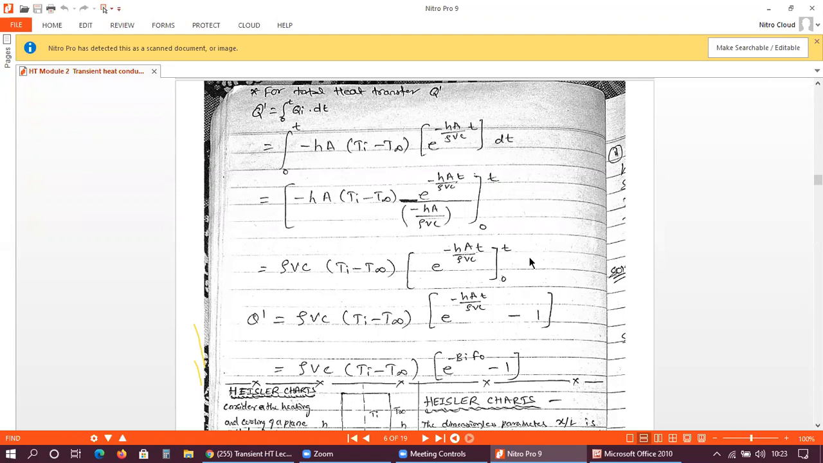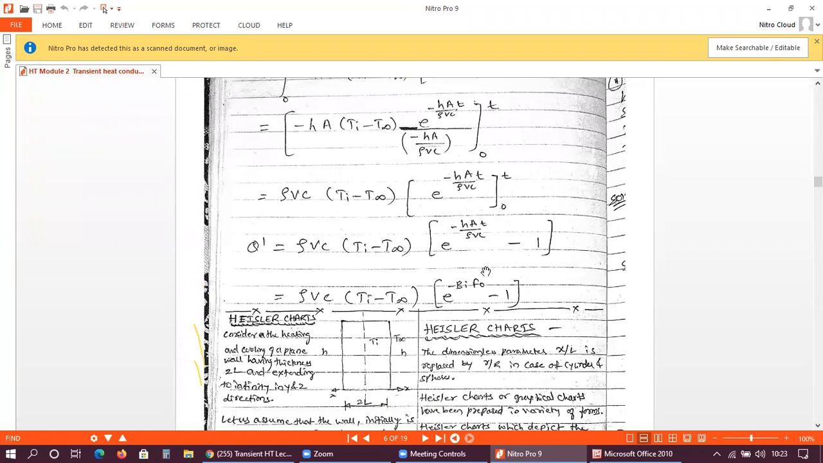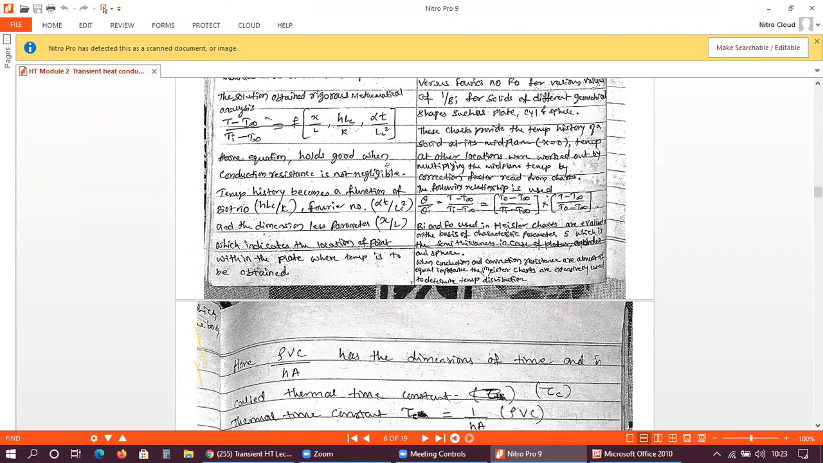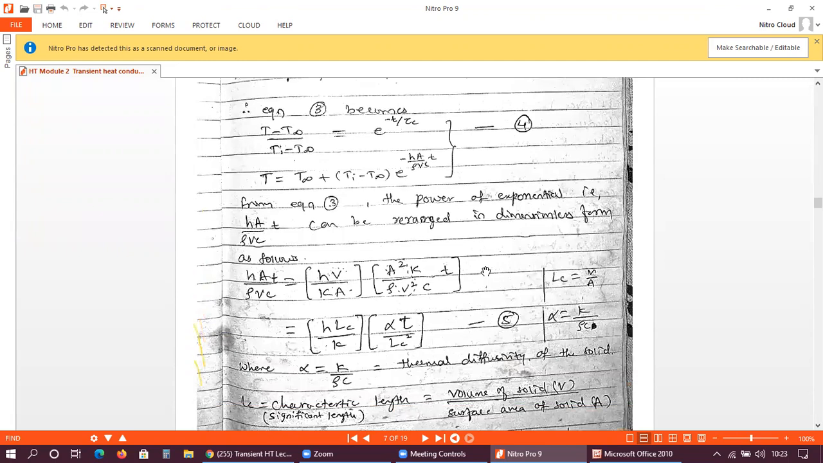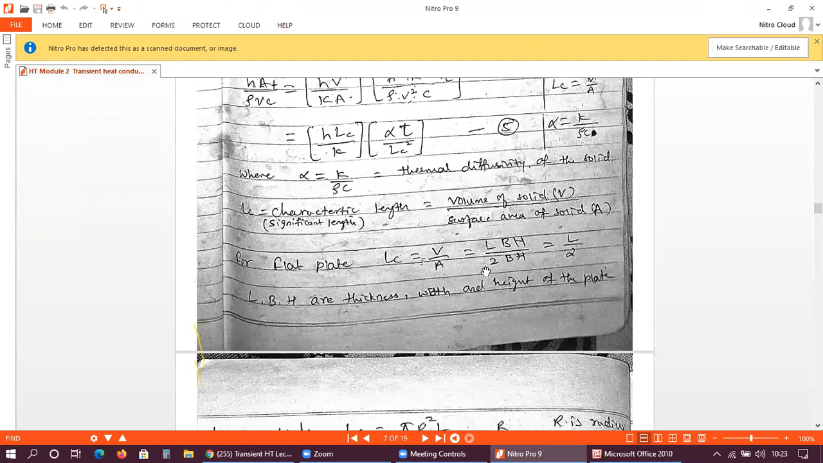Now I will come to one more part, that is characteristic length. What is this characteristic length and how does it vary for different geometries? As you can see, this is Lc. Lc, L, Ls, all are the same. It is called either characteristic length or significant length. Basically, this characteristic length is the ratio of the volume of the solid divided by the surface area of the solid.